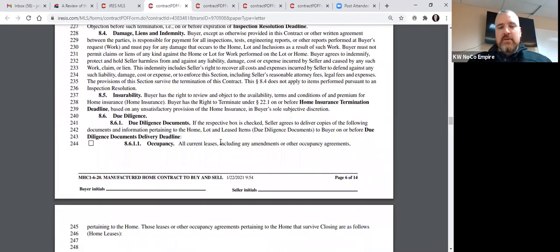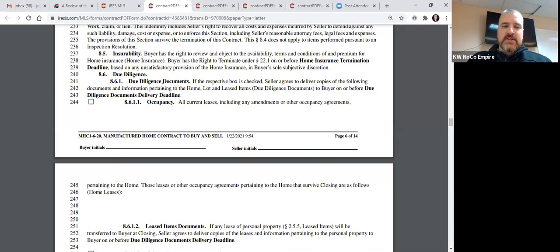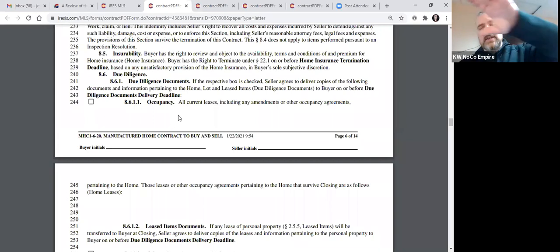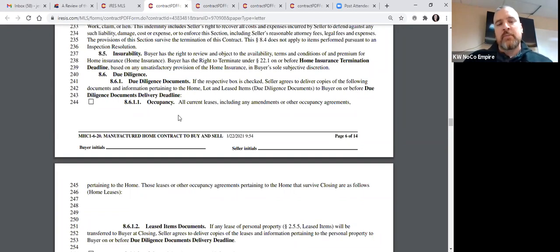Due diligence documents. So, as far as due diligence documents go, in the contract to buy and sell residential, we have any leases in 10.6.1.1, and then any other due diligence documents being requested are in 10.6.1.2. And here we're saying if the respective box is checked, the seller will deliver whatever copies of the documents pertaining to the home, the lot, and any leased items to the buyer on or before that due diligence documents delivery deadline. So 8.6.1.1 kind of becomes our section for the occupancy.